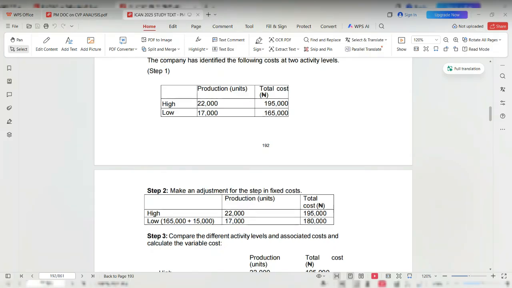So we then have what? We now make a, that is the fixed cost, the subject of the formula: 165,000 minus 51,000. So our a now, which is fixed cost, is now what? 165 minus 51. What do we have?